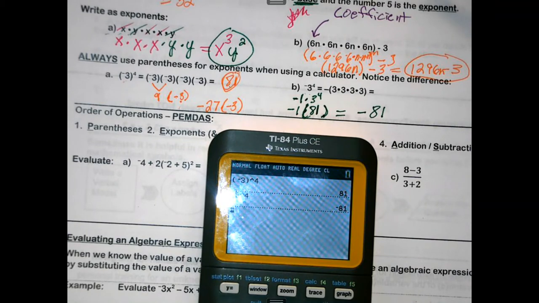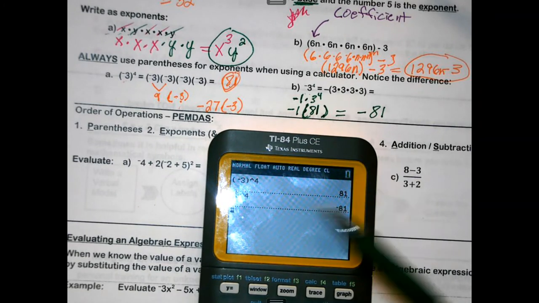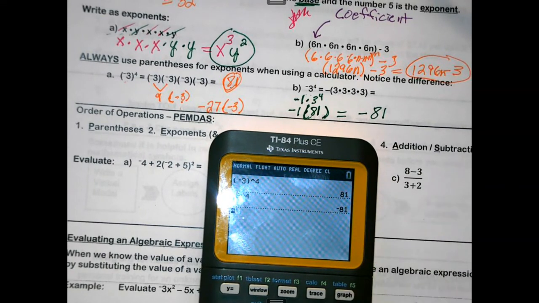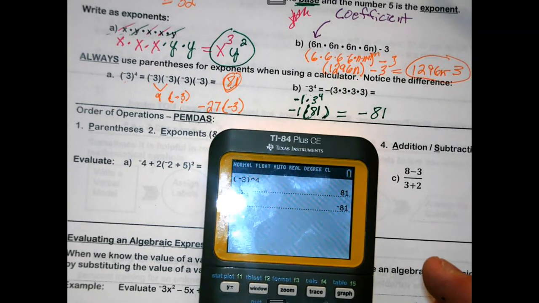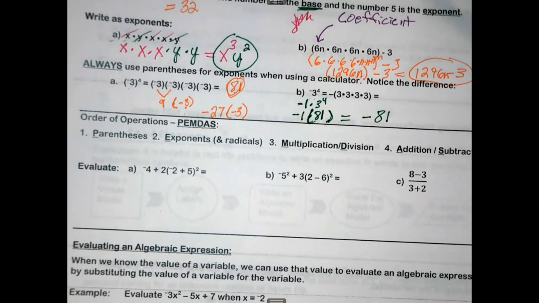I'll have students who a number of times won't get the right answer because they forgot to put the parentheses in, or it really is a tricky thing that we math people like to put in there for you. All right.